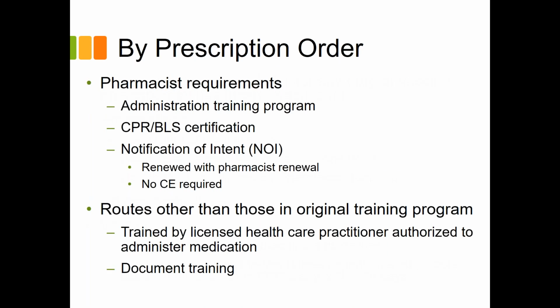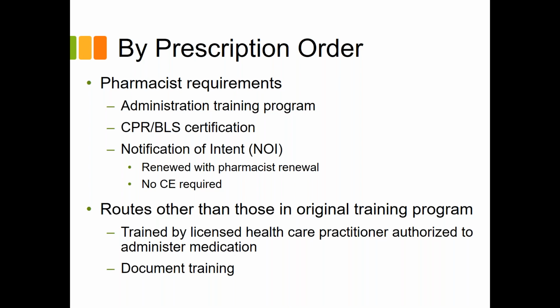Pharmacist requirements are similar to protocol: administration training program, CPR, BLS, and then the notification of intent. However, on this one, there is no CE requirement when you renew it. And I do need to stress there are two different NOIs. If you're going to do it by both protocol and prescription order, there's an NOI for each form, each process. So you may be submitting two NOIs. Sometimes people get confused and say, oh, I submitted one, and didn't realize they needed one for the other process too.